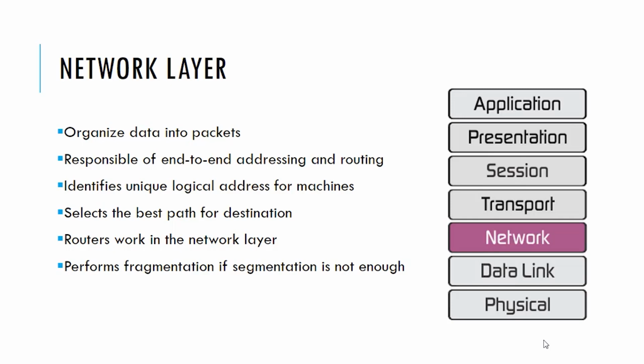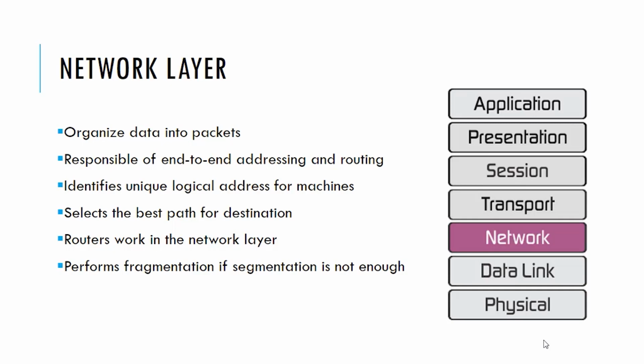The network layer identifies a unique logical address for each machine over the network. The address is unique. The address cannot be repeated. The address is logical and related to the geographical location of the machine. It is not a physical address. It's something logical that can be changed according to the change of the geographical location of the machine.